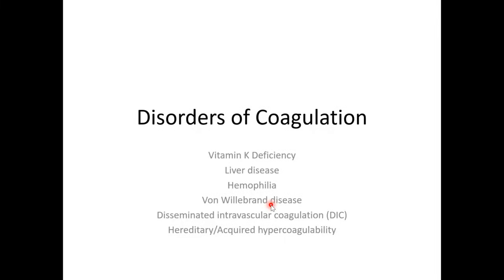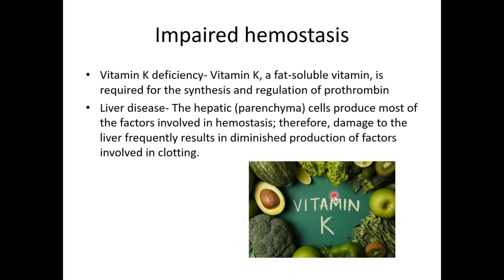Okay, let's move to the second section, which is disorders of coagulation. I know this sounds like a lot, but again, I'm just going to be really brief with all of these. Just keep in mind we're now talking about a disorder of coagulation, so they have an inability to clot. We just talked about somebody who has a propensity to clot. This is the inability to clot or very slow clotting.